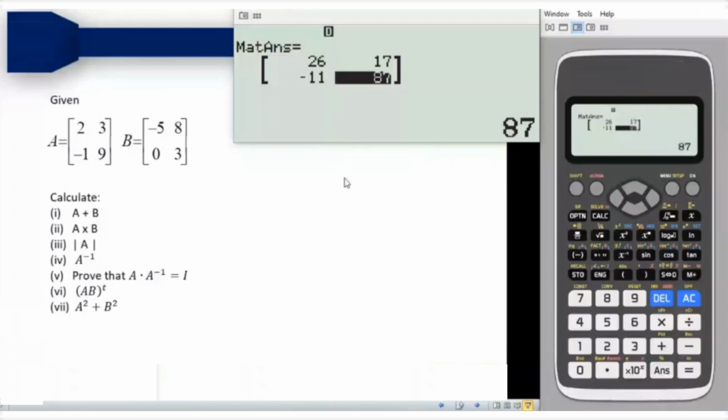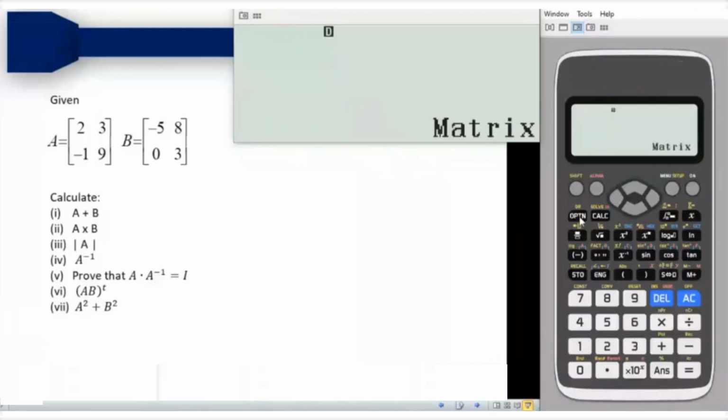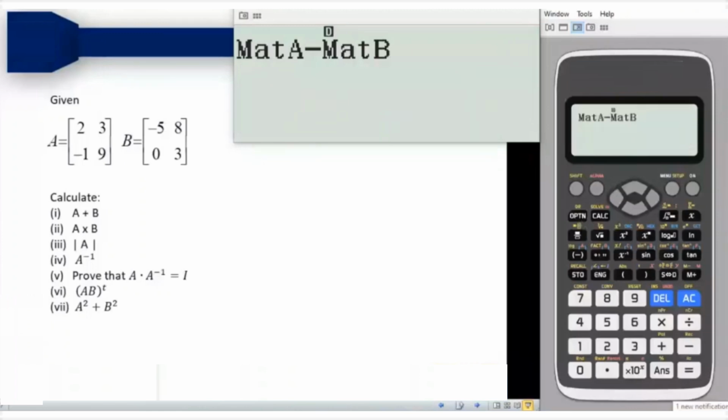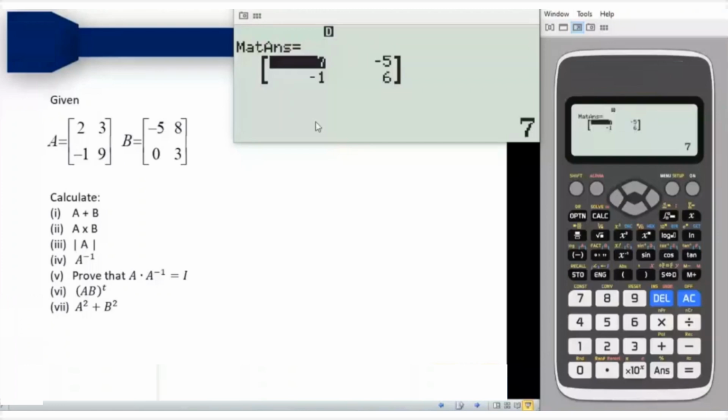So with this example, I have completely explained all possible features of matrices that you can apply. I have not taught subtraction, but if you want to subtract the two matrices, you press option 3 minus option 4. That is matrix A minus matrix B, and the result is 7 minus 5 minus 1 and 6. So I hope matrices is clear to all of you.